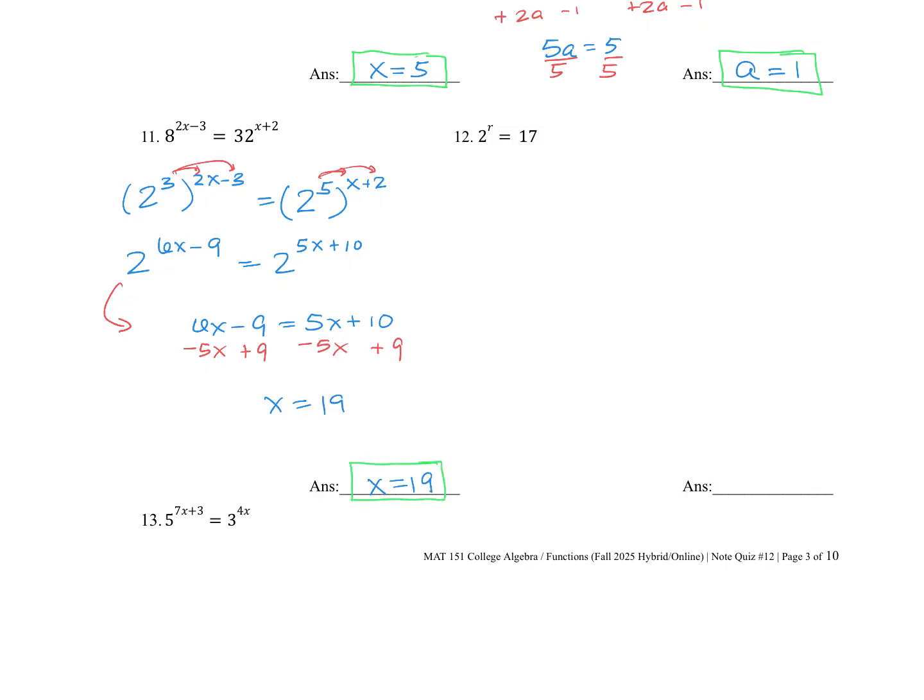And again, that is another example of having a common base. Now for this problem here next, you'll notice that I've got 2 to the r power is equal to 17. Well, no matter how hard you try, you're not going to be able to express 17 as a power of 2.